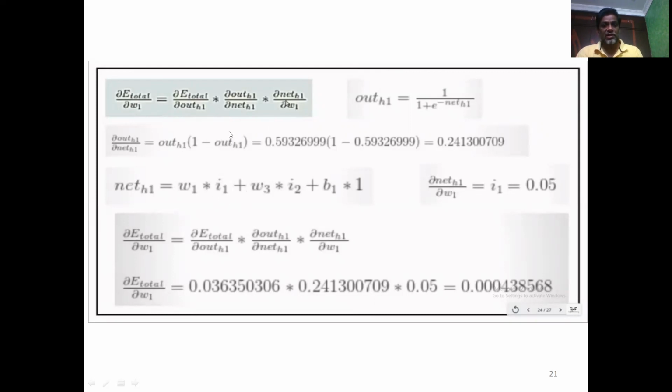You can see it here. So because we got all the three values in the multiplication, just multiply them. ∂Etotal/∂outH1, we calculated it as 0.03, into this is 0.241, into this is 0.05. So all the three values are multiplied here. The value we got is 0.004. That is ∂Etotal/∂W1 we got.